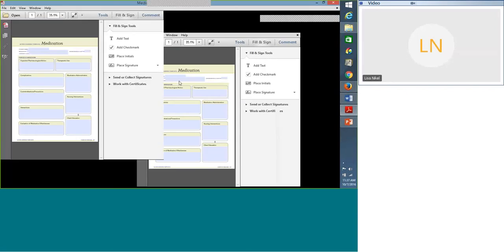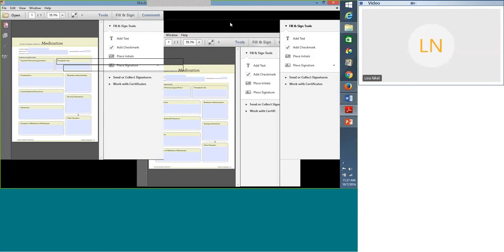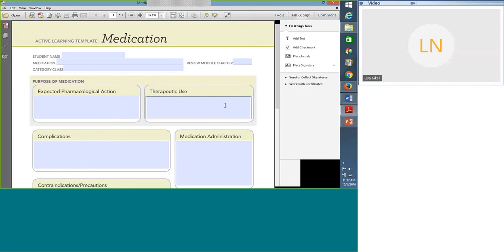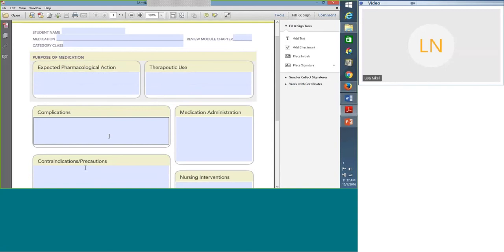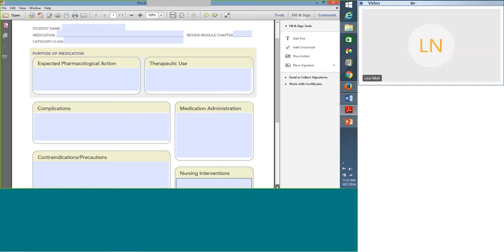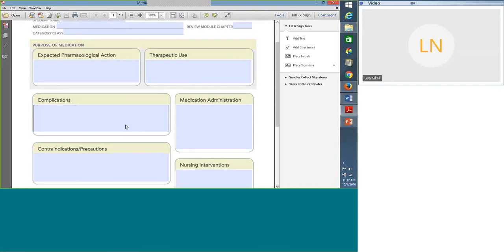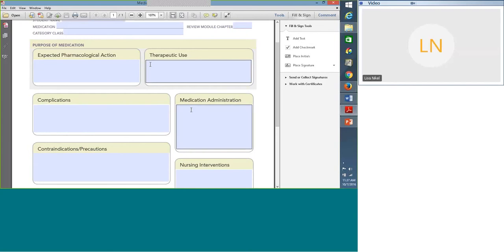So this is the medication template that we want you using for the first assignment, as well as for an assignment that I'm going to introduce to you called Medication Tracker. This template goes through and breaks down the classifications of what you should be learning about with each drug. Again, when you go to the resources, if there are 50 complications or 50 contraindications or precautions or 50 nursing interventions, pick the most common ones to fill in here, okay?